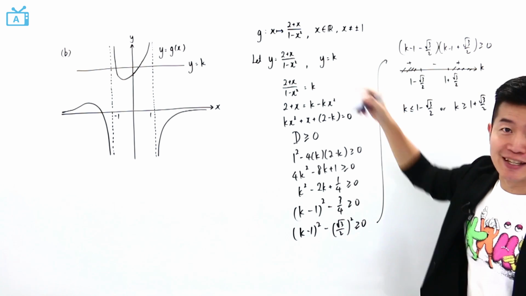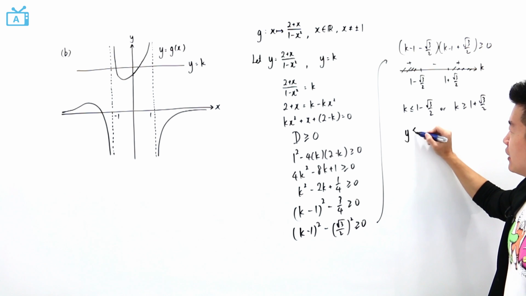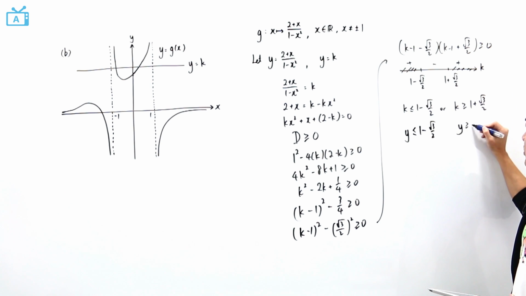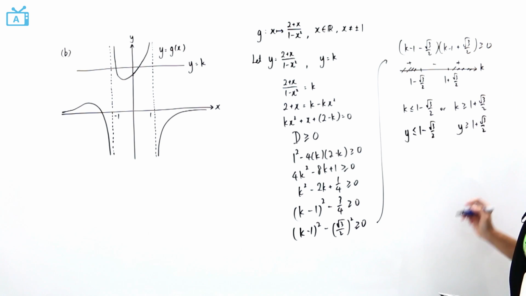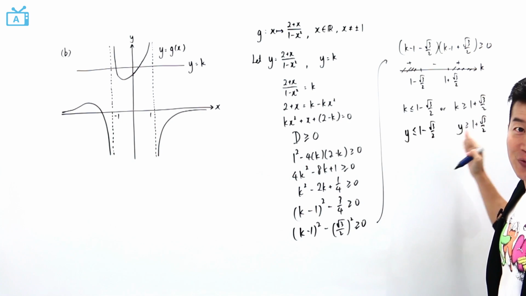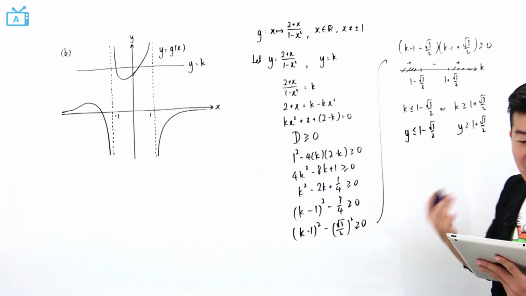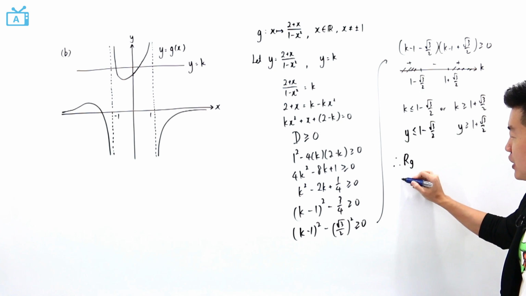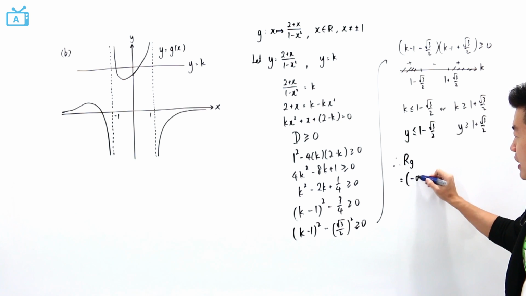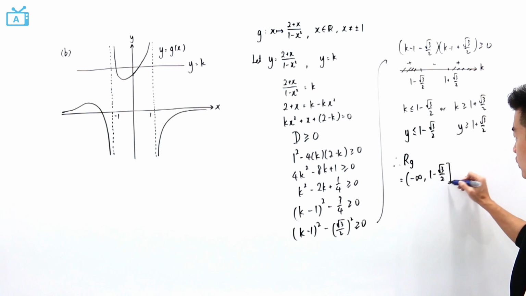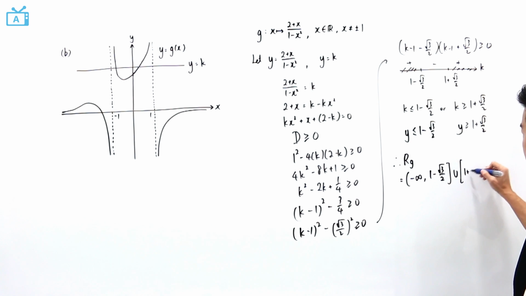And what is k? k is y, which means that y is less than or equal to 1 minus square root of 3 over 2, or y is bigger or equal to 1 plus square root of 3 over 2. This means the y coordinates of these two points are these two values, but now we managed to work this out algebraically. That is why with these two values, I can find the range of g, which is from minus infinity to 1 minus square root of 3 over 2, including this point, or from 1 plus square root of 3 over 2 to positive infinity.